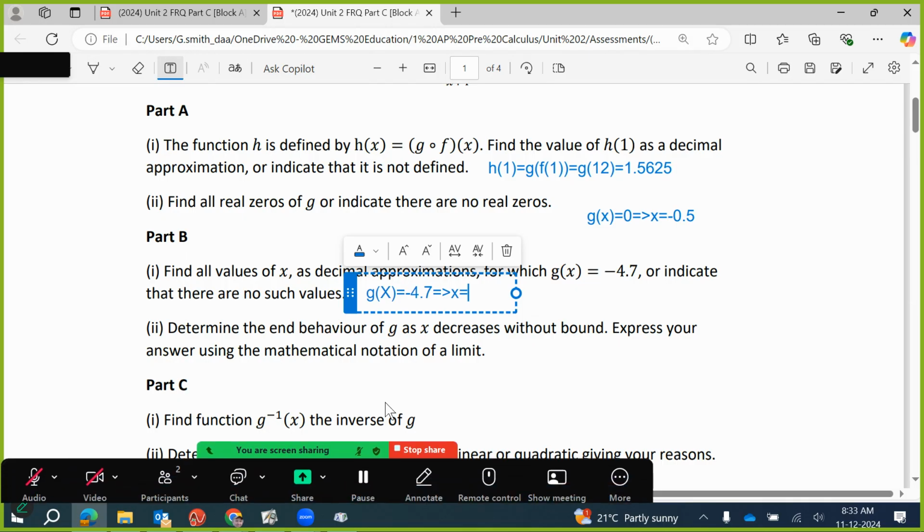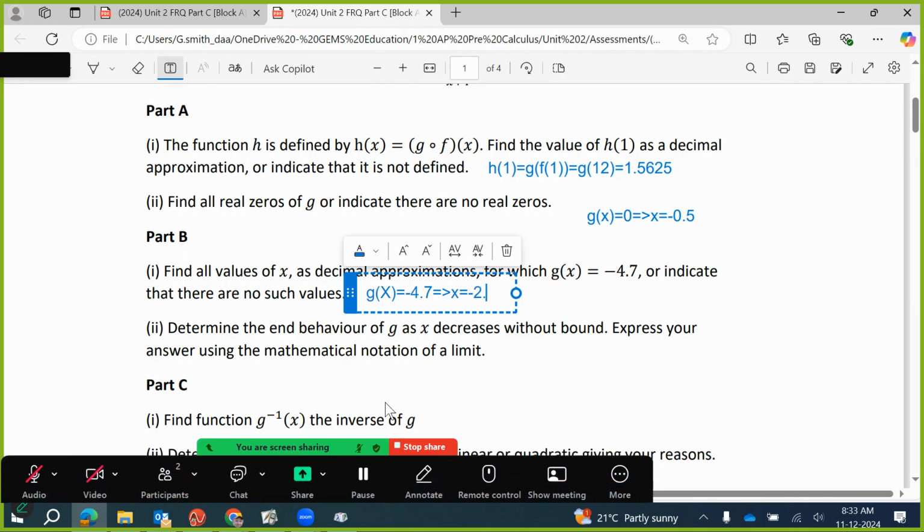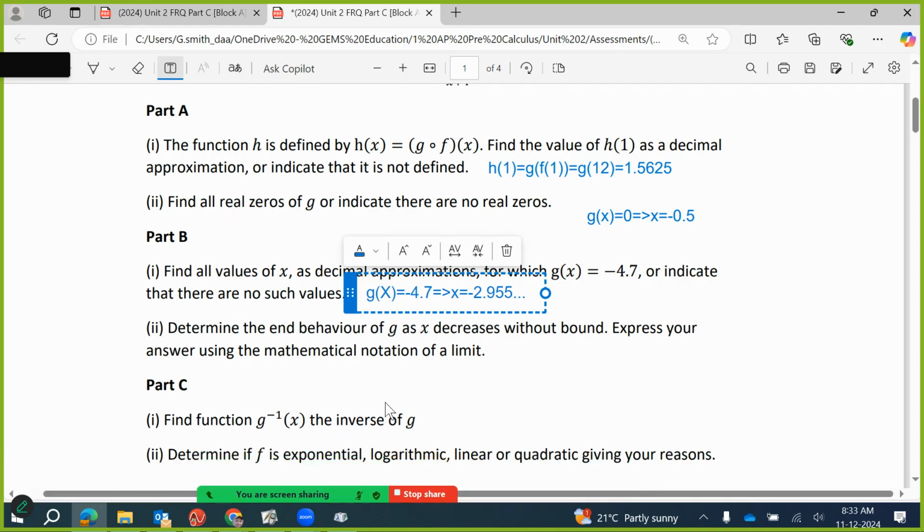2.955 minus 2.955... I'll show that this is rounded there. It's a little bit better. Notation, let me check that. That needs to be lowercase.